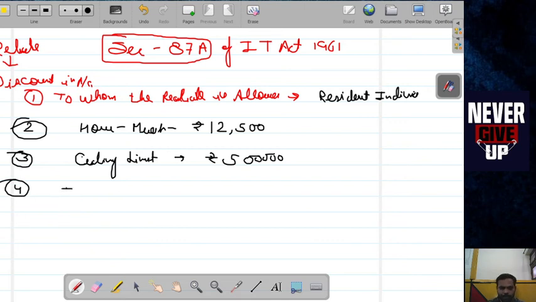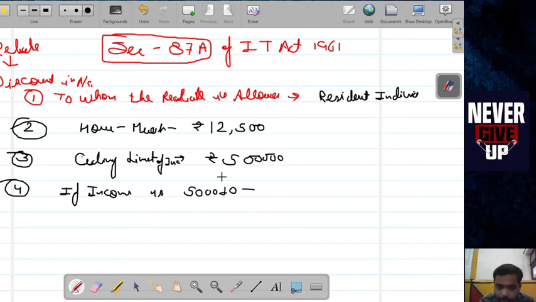Okay guys, let's understand the fourth point. If income is 5 lakh and 10 rupees, then how much rebate is allowed? No rebate is allowed in this case, because the ceiling limit of income is 5 lakh. If your income exceeds 5 lakh, then not even a single rupee will be allowed to you.